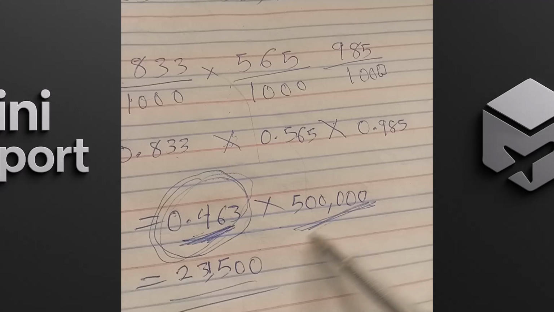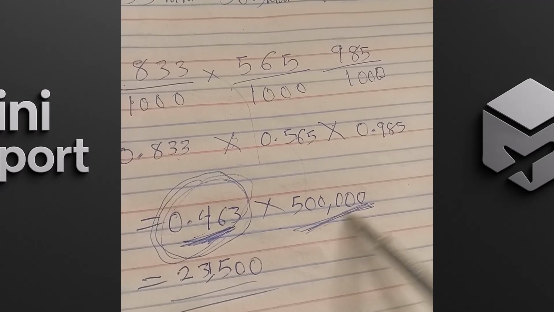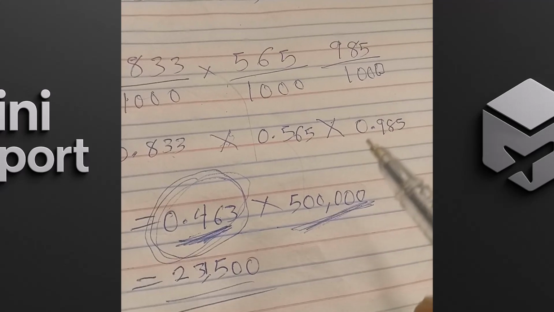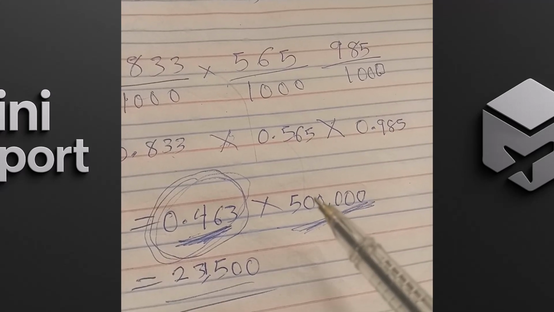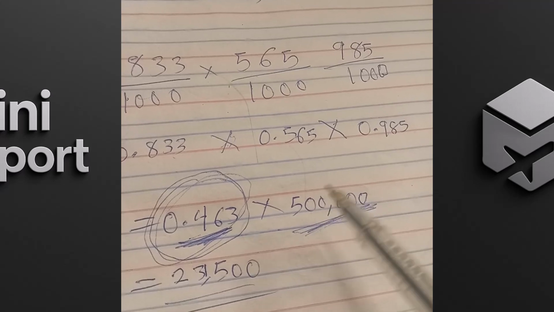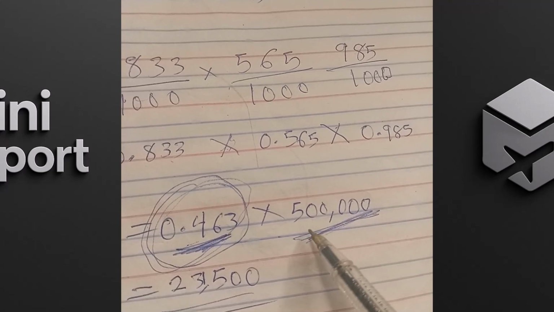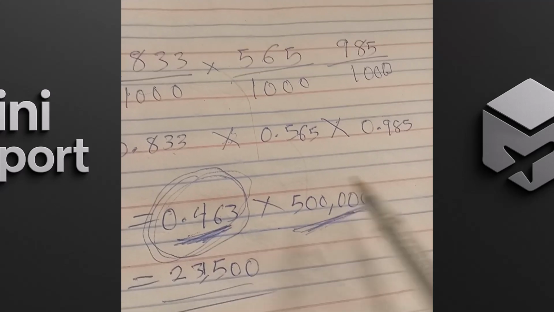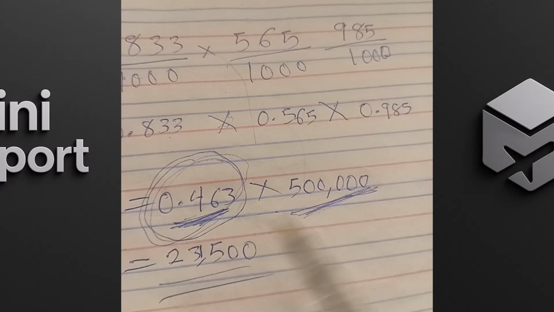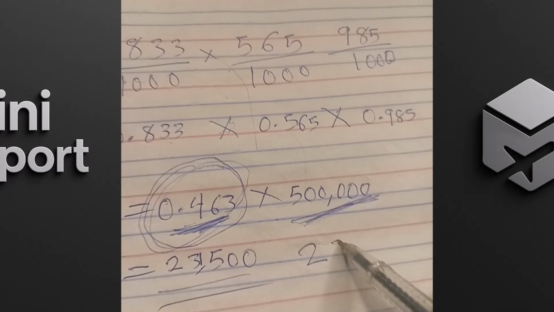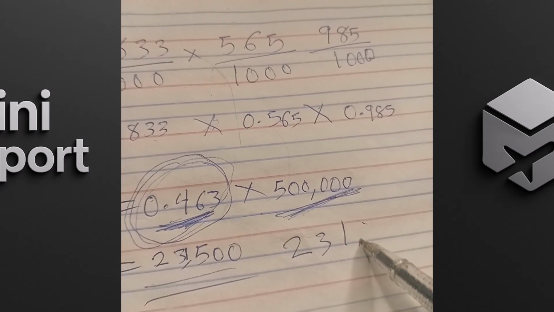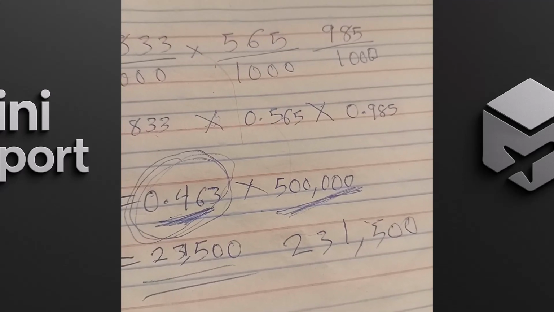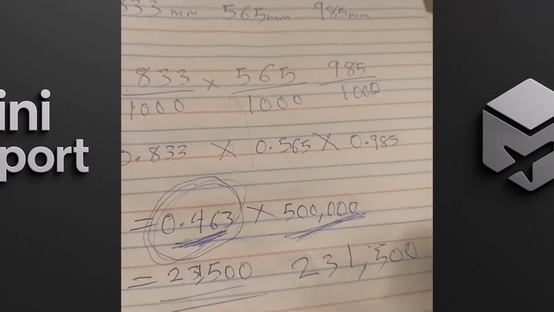Then the next thing we do is we times it by the shipping company fee. My shipping company charges 500,000 per CBM. Each shipping company has a different price. Some shipping companies charge 600,000, some charge 550. It depends. My shipping company charges 500,000 as of writing, guys. So when we times it together, this is our answer: 231,500, guys. That is how to calculate your CBM.